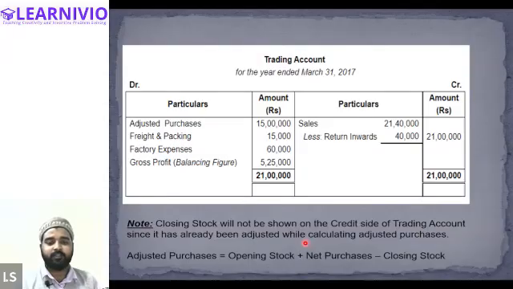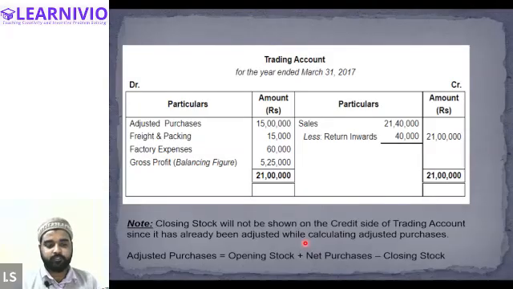Sir, closing stock is not included on the credit side. Yeah, because adjusted purchases are given in the question. As I told you, if there is information regarding the adjusted purchase in the question, then in that case, we won't be recording the value of the opening stock, neither purchase required nor the closing stock will be required, because if adjusted purchases are given, that means every value has already been adjusted by the name of adjusted purchases. Okay, sir. Understood.